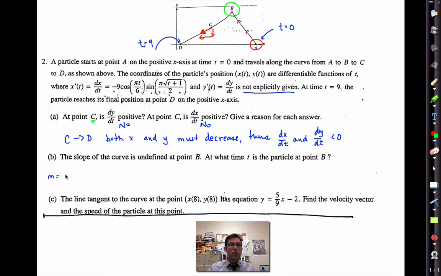Well, if you don't know what to do, anything you can do, right? We know that the slope along this curve is dy/dt divided by dx/dt. And what we're told is it's undefined at point B. Well, in order for the slope to be undefined, the denominator has to be 0. dx/dt has to be 0. So ultimately, what we're doing is we're solving this equation. It's a scary looking equation, isn't it?